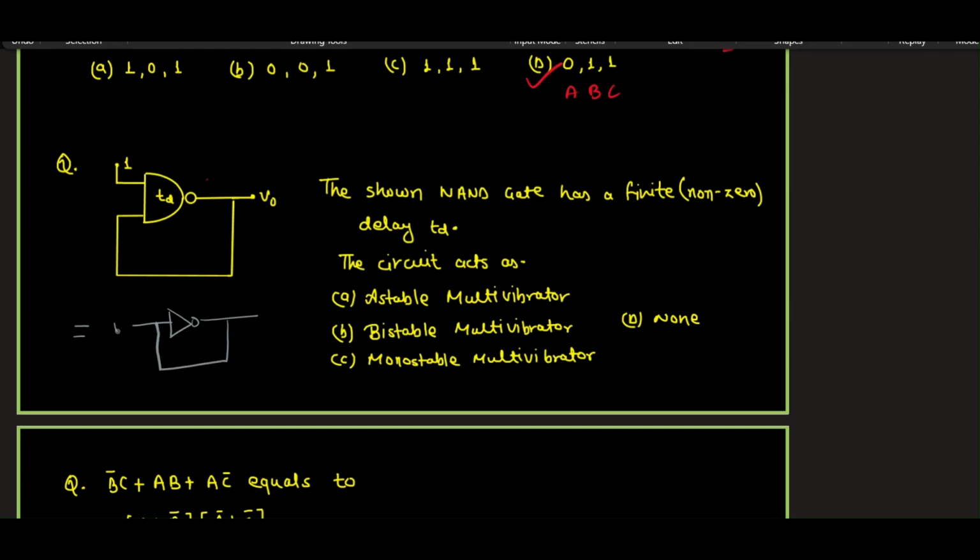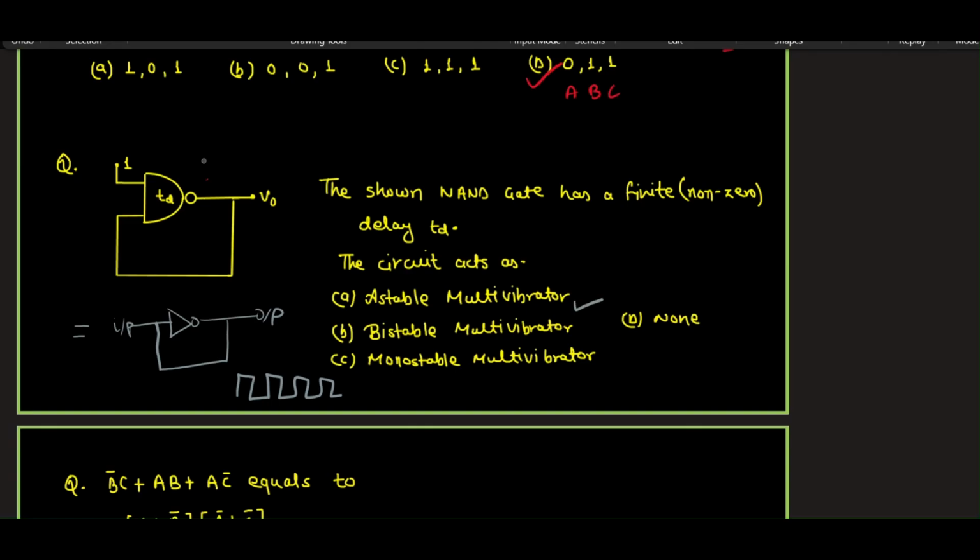This is the input, this is my output. This way you can see the circuit, and this is nothing but an astable multivibrator. It means it will keep on oscillating. This is a square wave or clock signal generator. This kind of output you will get, and this is an astable multivibrator.